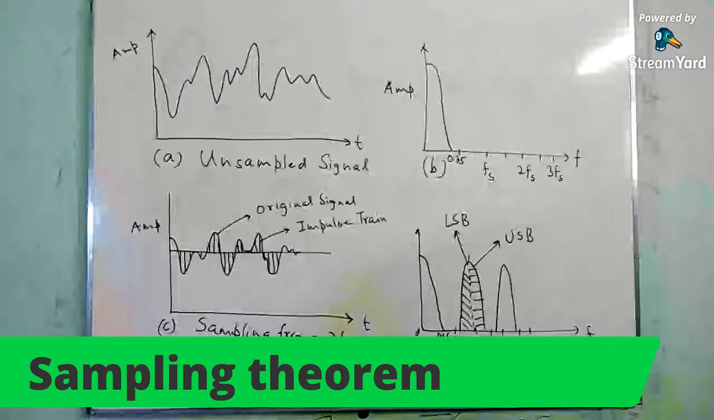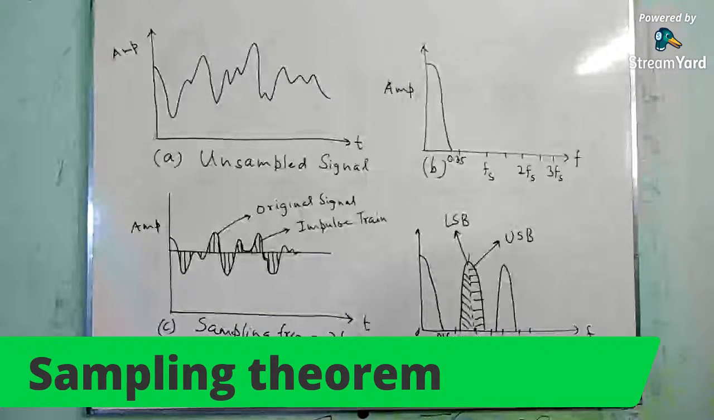Now, a question must arise: can we recover the original signal from this? Yes, of course. We can reconstruct, or recover, the original signal from this frequency spectrum by using a simple low pass filter with a cutoff frequency of fs by 2. So that is the way that we can reconstruct the original signal.